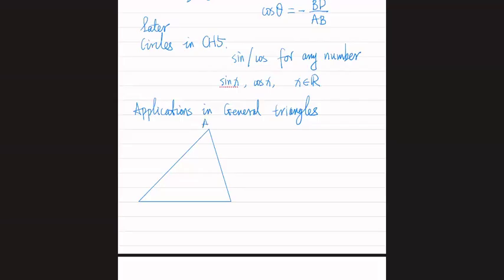A, B, C. Now this is clearly not a right triangle. We have three angles over there: angle alpha, beta, gamma. And the three sides, I will use the lowercase letters a, b, c for short.